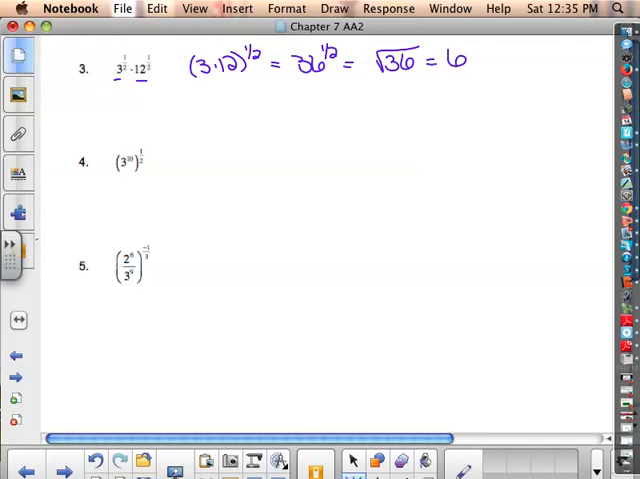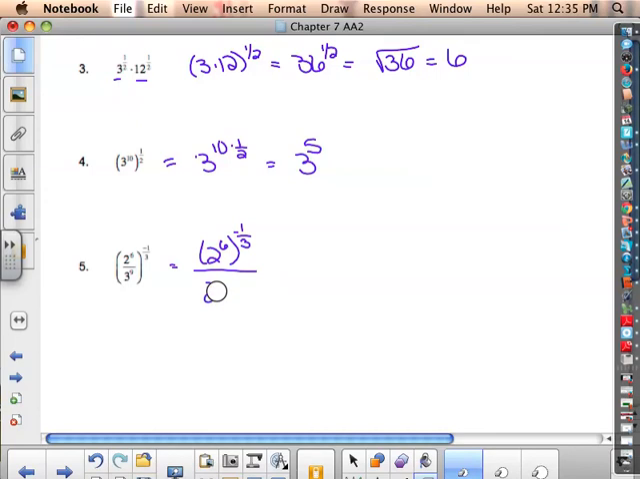Number 4, I have a power to a power. So 3 to the 10th times 1/2 is going to give me 3 to the 5th. Number 5, now I have the quotient raised to a power. So I can rewrite that as 2 to the 6th to the negative 1/3, and 3 to the 9th.